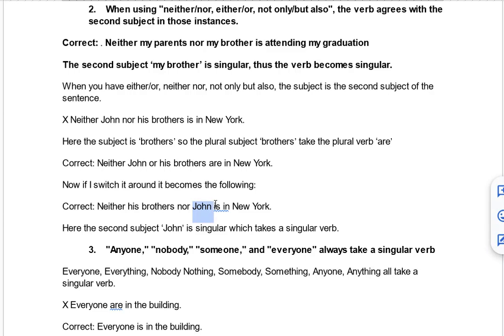Whenever you have either/or, neither/nor, and not only/but also, you go by the second subject, not the first subject. So here, the second subject is singular, so it takes a singular verb, is. Okay, neither his brothers nor John is in New York.